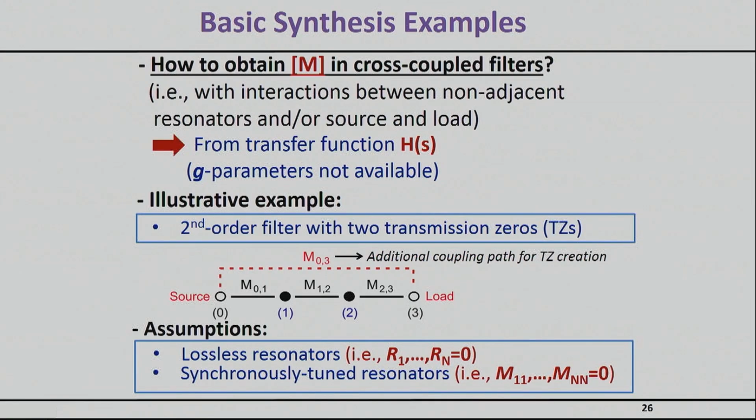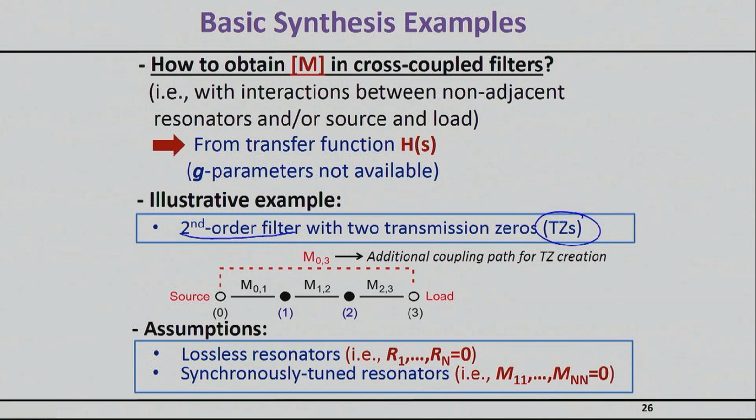Now, our next step will be to give you an example that actually has cross couplings. Because again, once you go into that domain, you're losing the G parameters. Now we only have the transfer function to work with. So here's an illustrative example. I'm going to work with you guys for a second order filter that will include two transmission zeros.